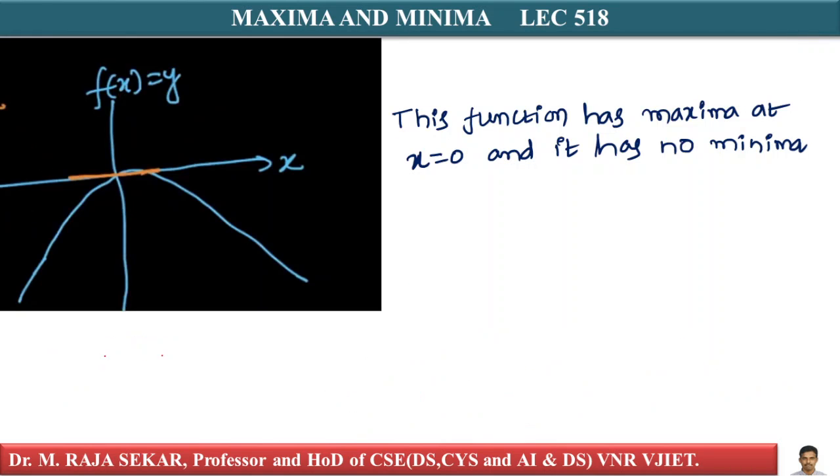Similarly, let's take another function. Let's take a function like this. What about this function? This function has a maximum at x equal to 0, doesn't it? It has a maximum here, at x equal to 0. That's what this function has, a maximum at x equal to 0.